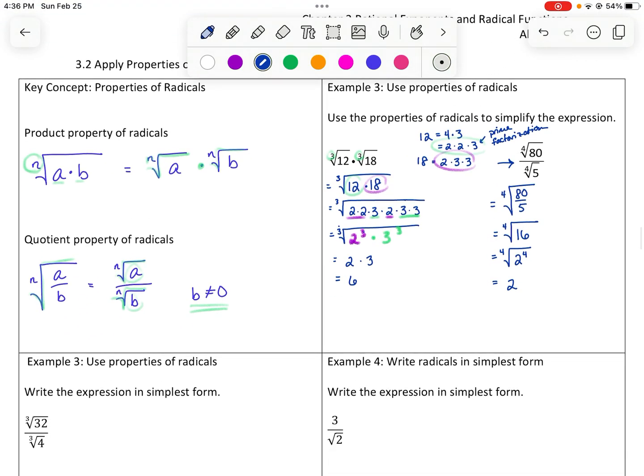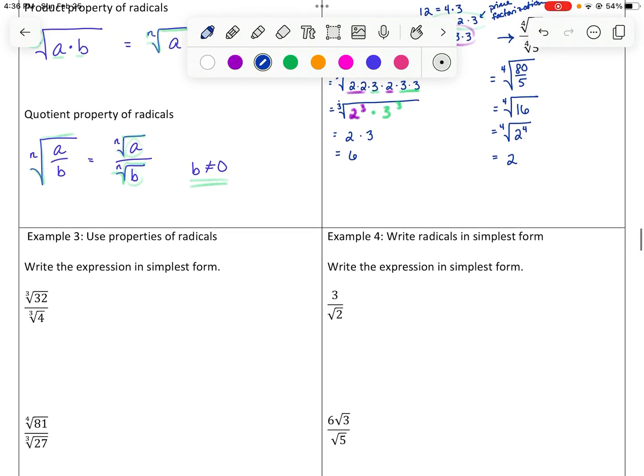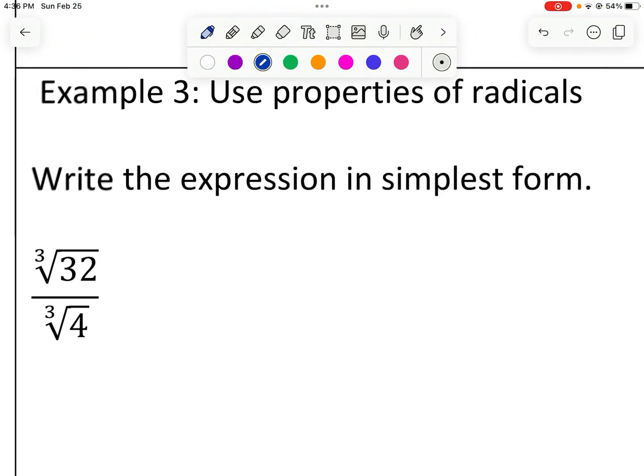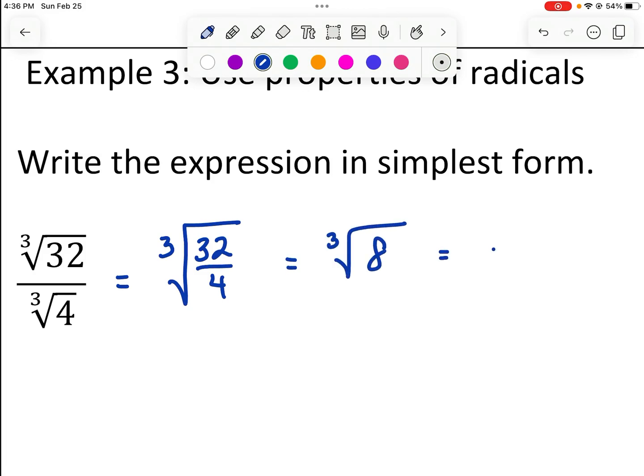Now let's go ahead and look at the next two. Go ahead and try this one on your own right now, and then come back and we'll go over it. So first, you should notice they have the same index. So we can write it as the cubed root of 32 divided by 4. And 32 divided by 4 is 8, and the cubed root of 8 is 2, because 2 times 2 times 2 is 8. So that is our answer.